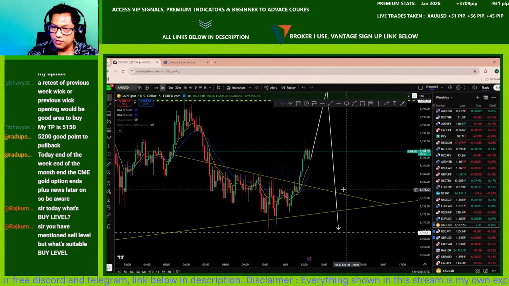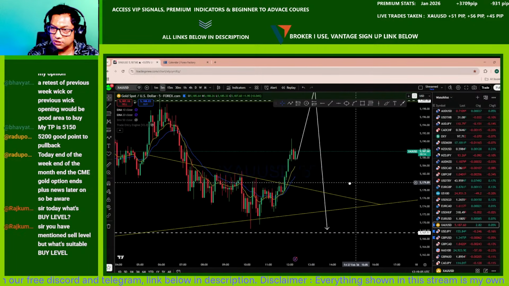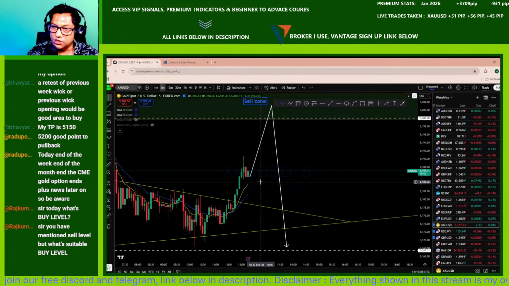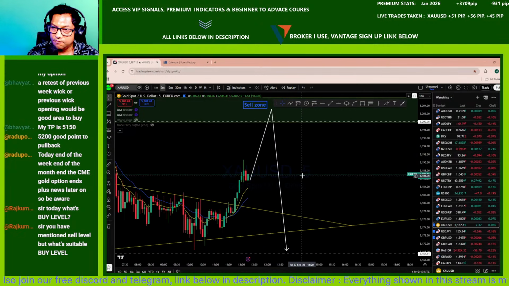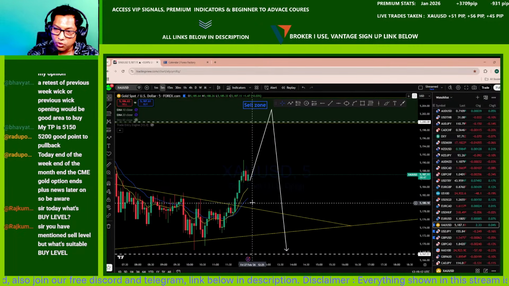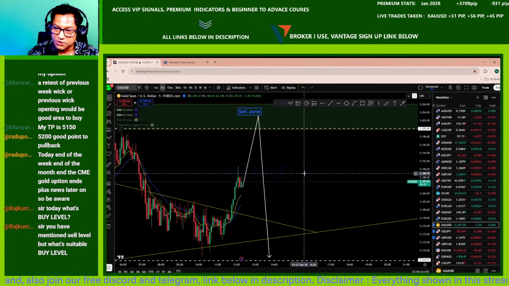If you look here, this is a resistance line, resistance line, resistance line, and we want to see the market penetrate well below here for another bounce back to the upside.